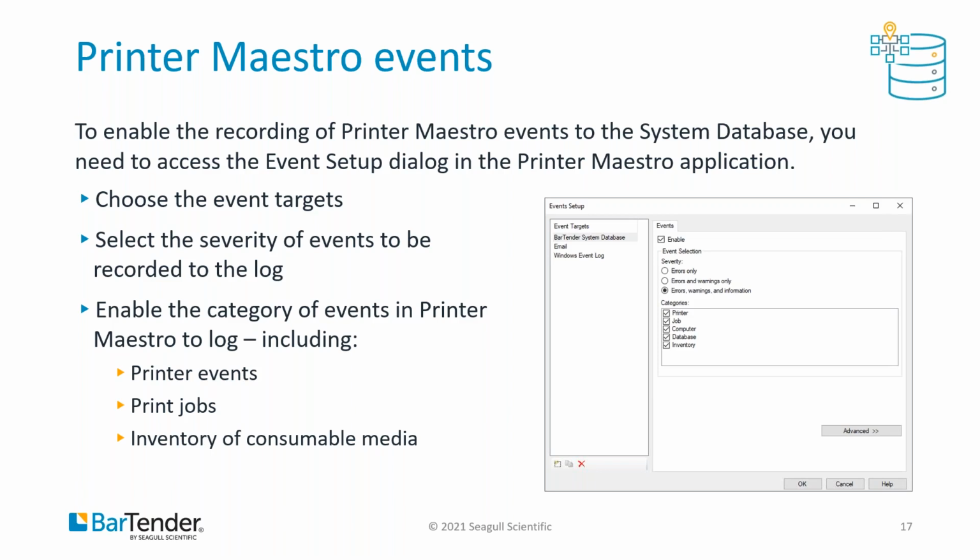configuring this in the administration console, perhaps for legacy reasons, you have to enable this in the Printer Maestro application itself directly. So sometimes this is something that can be overlooked, and when you choose to view your logged data, you may not see any of your printer events, print job events from Printer Maestro, or the inventory events. So make sure you set that up via Printer Maestro.